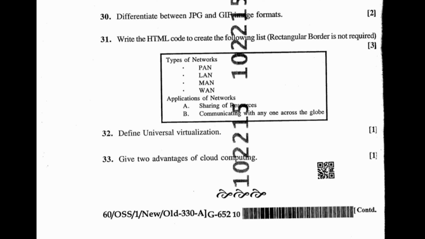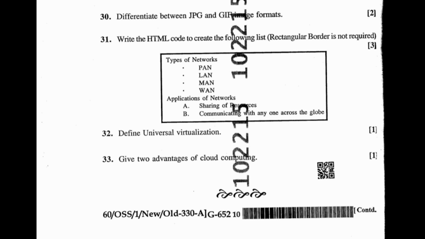Question 30. Differentiate between JPG and GIF image format. Answer: JPG image format can store images with lots of colors such as photographs. The size is small and can be further reduced to suit the requirement. GIF image format stores images with few colors such as logos, pencil drawings, etc.